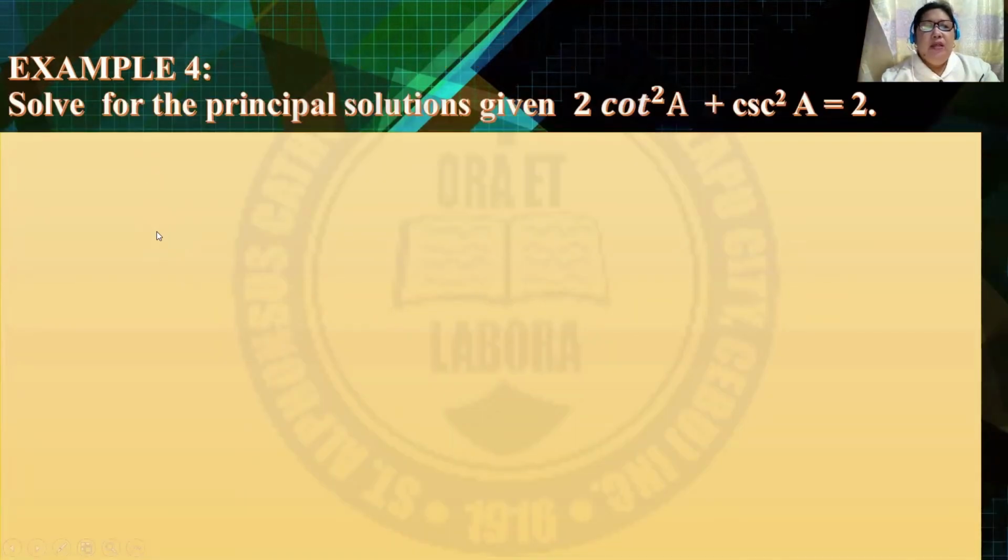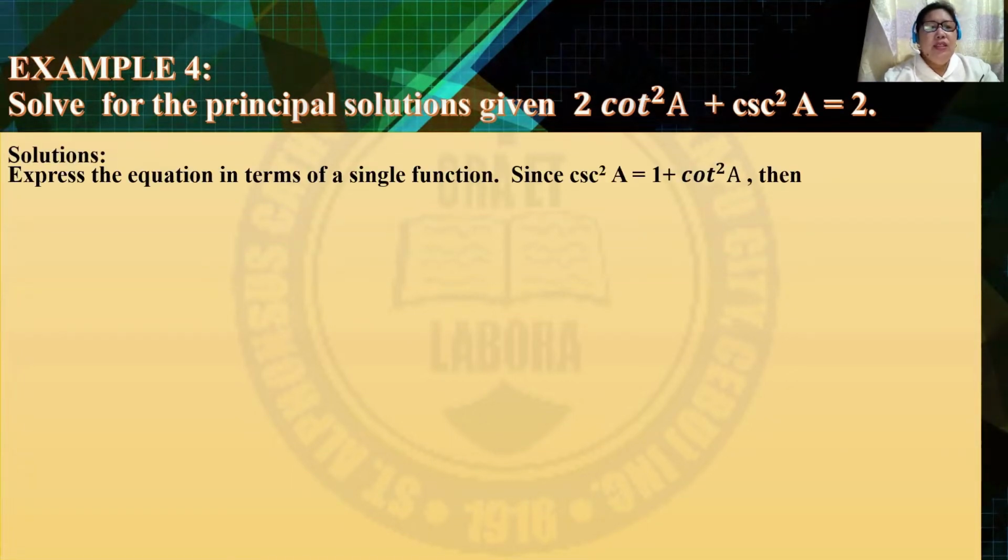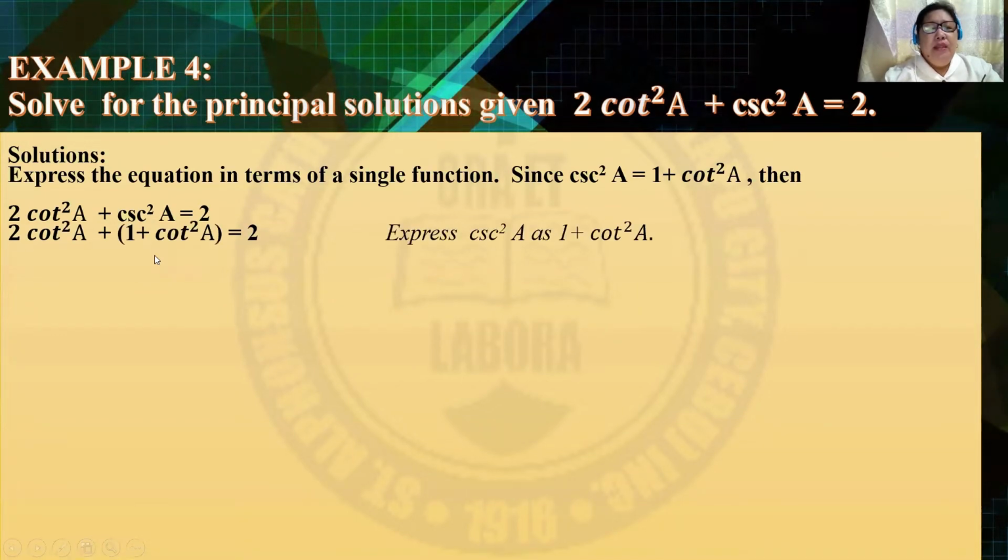Example number 4. Solve for the principal solutions. Given 2 cotangent squared A plus cosecant squared A equals 2. For the solutions, you have to express the equation in terms of a single function. Since cosecant squared A equals 1 plus cotangent squared A, then 2 cotangent squared A plus cosecant squared A equals 2. This is the given. Then, we can substitute 1 plus cotangent squared A for cosecant squared A.